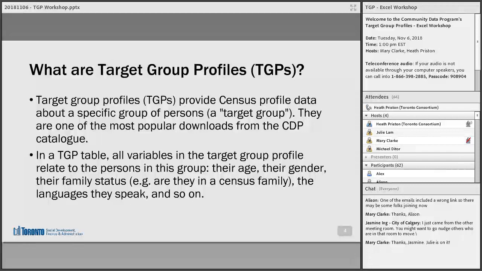And of course, in a target group profile table, all the variables in the target group profile relate to the persons who are within this group. So their age, their gender, their family status, the languages they speak, and so on.